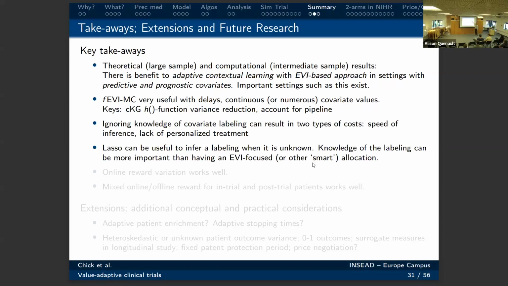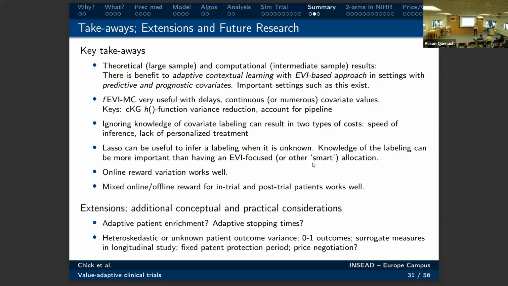If we don't know the labeling, we can either lose speed of inference, which is not too bad, or we can lose personalized treatment, which is rather worse. And if we don't have knowledge of the structure and would like some reassurance to validate our assumptions, we can throw a lasso step in every once in a while, and that seems to work really well. This is for the learn-then-commit approach, sometimes called learn then earn, but the online bandit version also works well, and we can make combinations. All those algorithms are available on Andres's GitHub site.